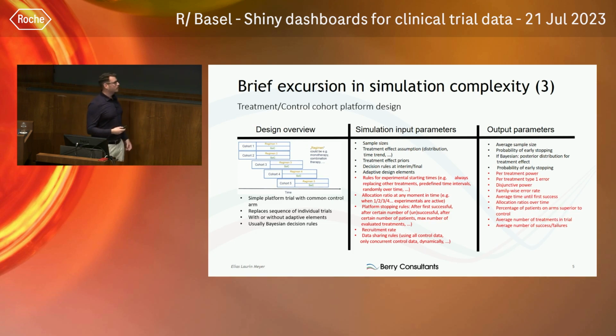So in theory, in such a simulation study for a platform trial, we might look at 20 or even 30 simulation input parameters and be interested in seeing how those affect the operating characteristics of the clinical design.